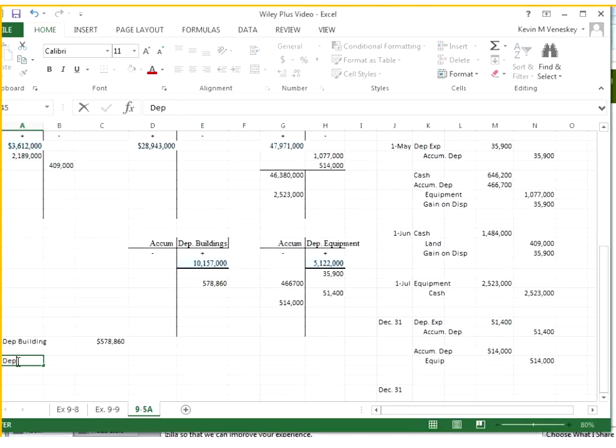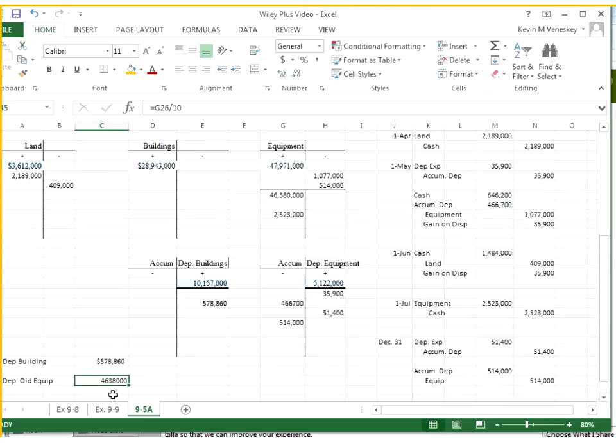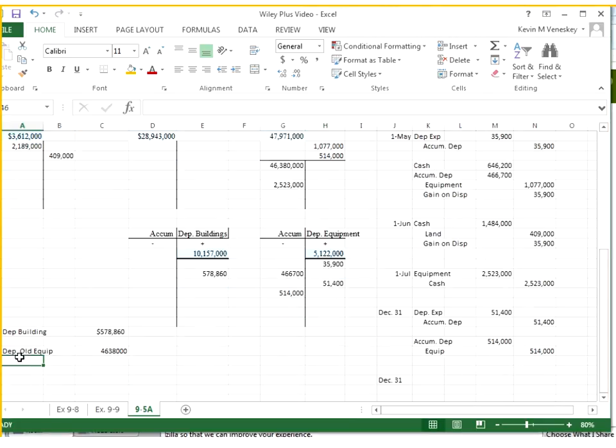For my equipment, I'm going to call this old equipment. I simply take what I have left of my old equipment, the $46,380, and divide that evenly out over 10 years. So I'm going to depreciate another $4,638,000 of equipment, old stuff depreciation. And I'm going to wait to combine it with my new depreciation of my new equipment.